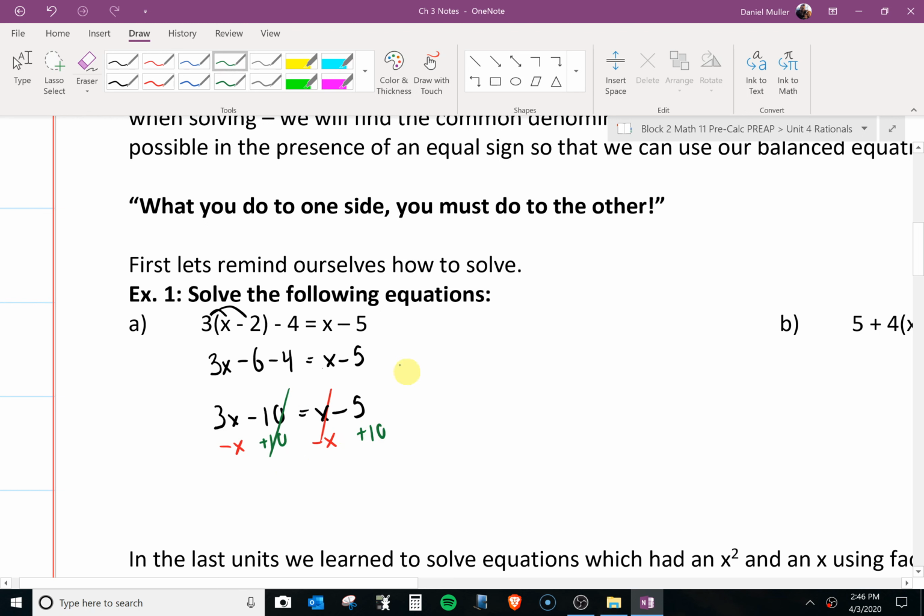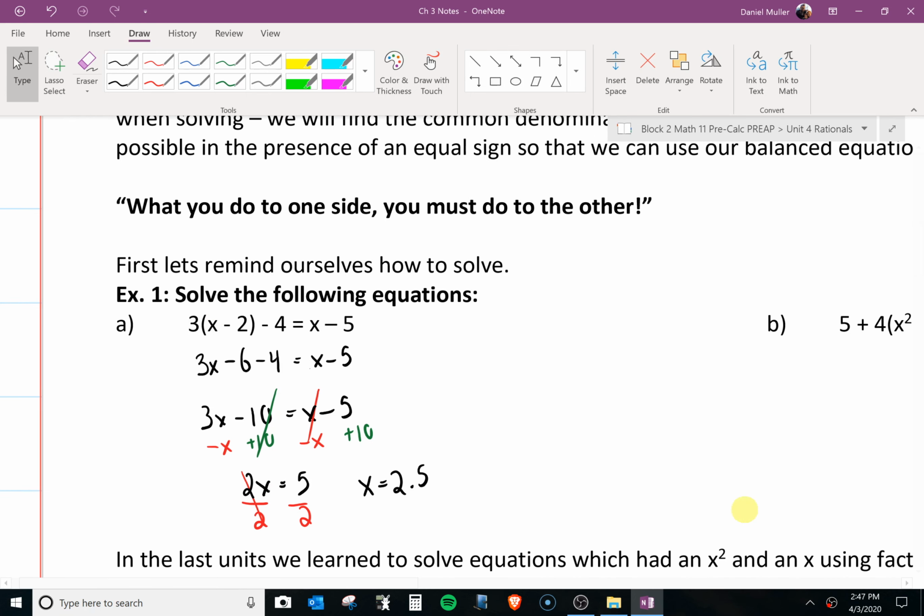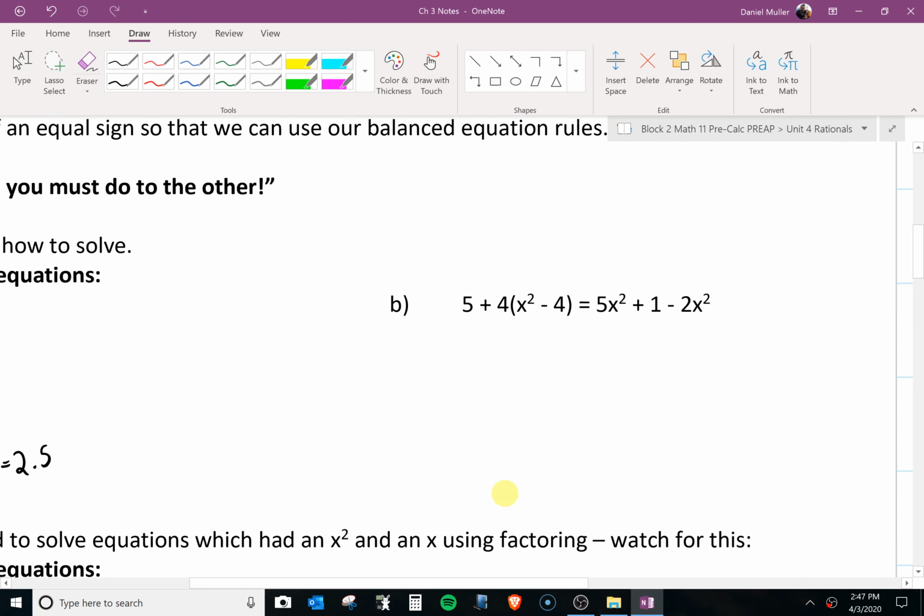So in 2 steps I move the x's over onto one side and the numbers over to the other. So 3x minus x is a 2x. Negative 5 plus 10 is going to be 5. And then I can divide by 2, divide by 2. So x is equal to 2.5. Now let's go over to letter B here.